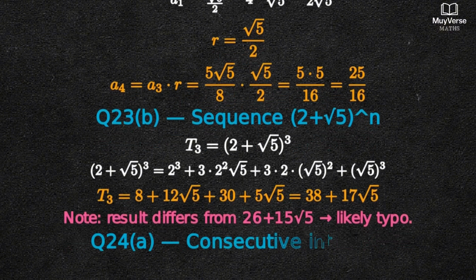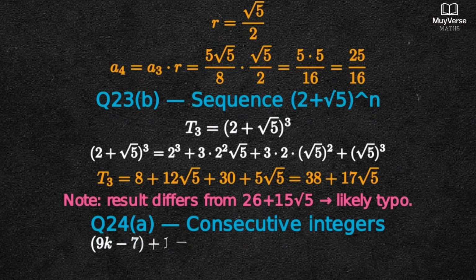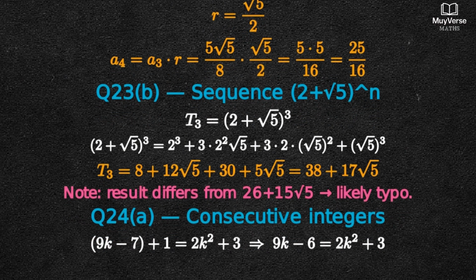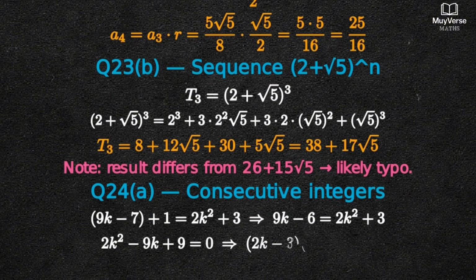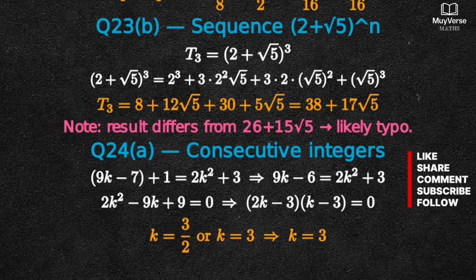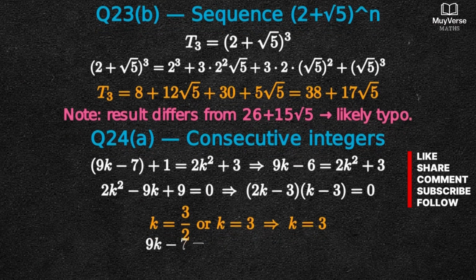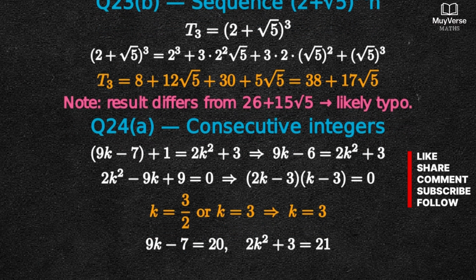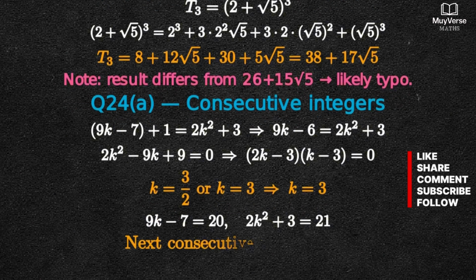Question 24 Part A. The numbers 9k minus 7 and 2k squared plus 3 are consecutive integers, with 9k minus 7 being the smaller. Set the larger equal to the smaller plus 1. Rearrange to a quadratic and solve. Only integer k works here, so k equals 3. Then the two integers are 20 and 21. Therefore, the next consecutive integer, the larger of the pair, is 21.